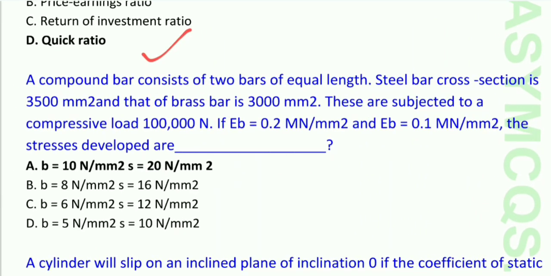A compound bar consists of two bars of equal length. Steel bar's cross section is 3500 mm square and that of the brass bar is 3000 mm square. These are subjected to a compressive load of 1 lakh Newton. The stresses developed are. B is right.